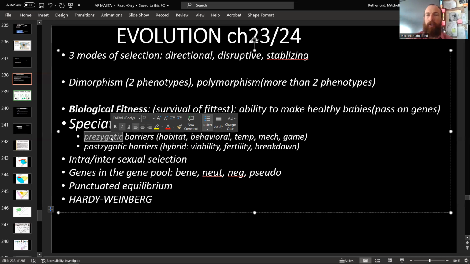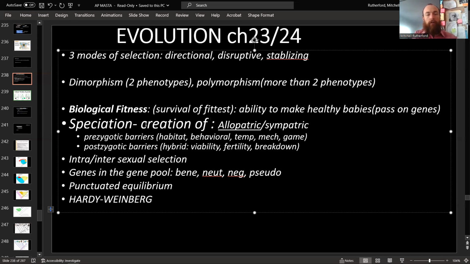Okay, this doesn't happen in 10 years. This doesn't happen in a generation, right? Unless you're a bacteria, then it can happen really fast. But that would be before you even form a zygote. Okay, that's a barrier. And that barrier basically creates separate species. Speciation is the creation of separate species.